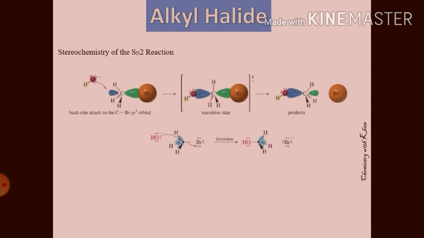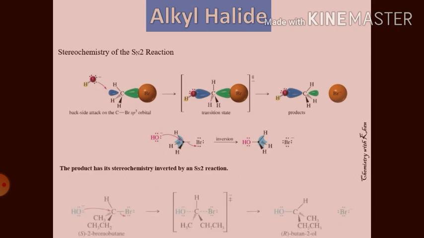Now we will discuss the stereochemistry of an SN2 reaction. Look at this. The hydroxide is attacking from the backside on the carbon-bromine bond, which is sp3 hybridized. The transition state shows that the making, meaning forming, and breaking are both processes in one step. In the product there is always inversion of configuration. The product has its stereochemistry inverted in an SN2 reaction.